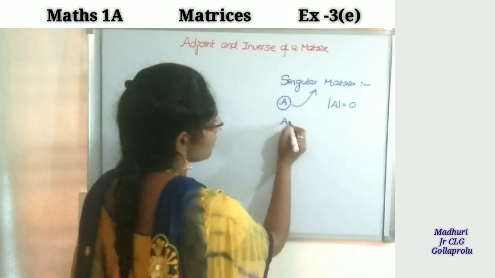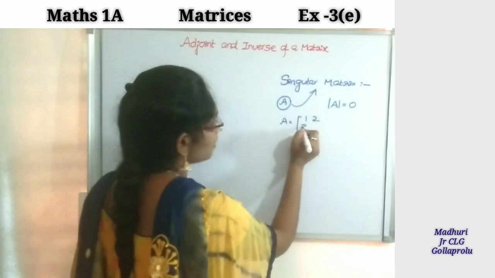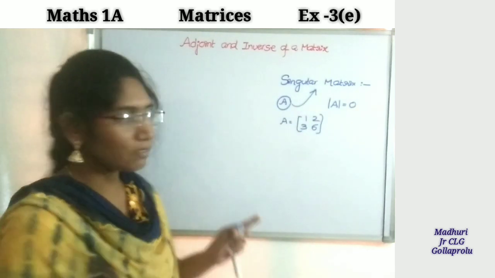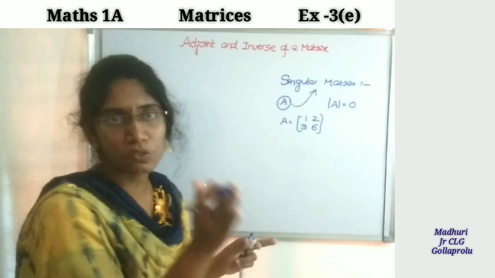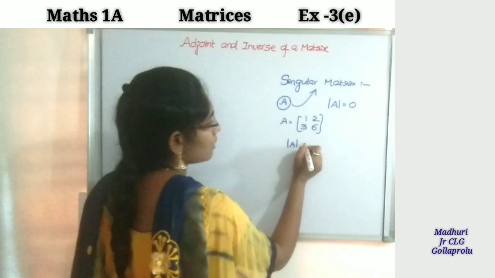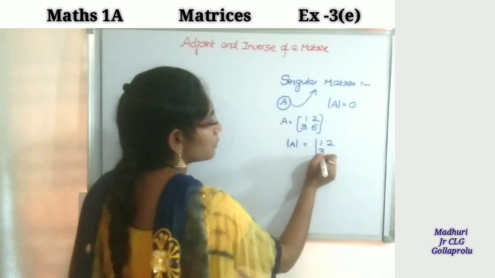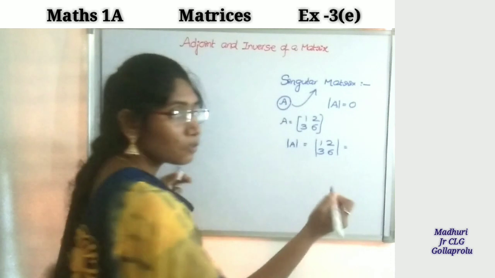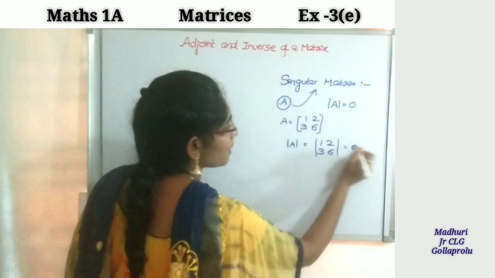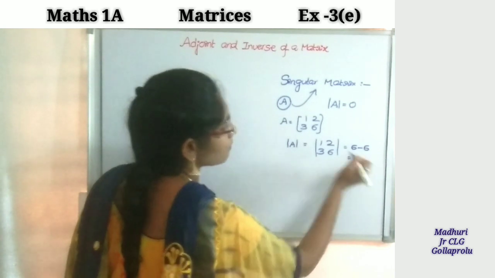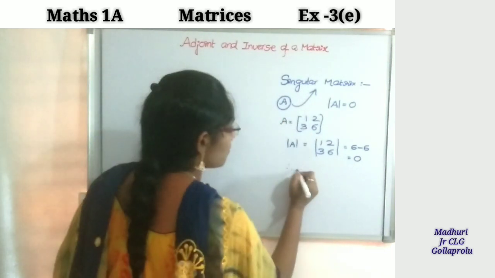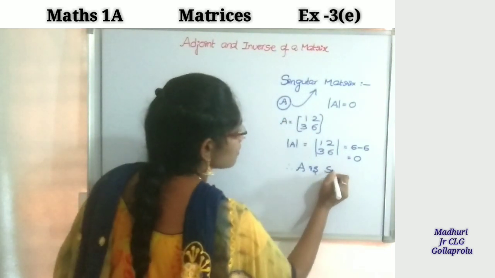Example, suppose A is equal to [1, 2; 3, 6]. This is a given matrix. Now, is it singular or not? We have to check that by finding the determinant value. What is det A? Det of [1, 2; 3, 6]. How to find the det value? AD minus BC. That is 1 into 6, 6, minus 3 into 2, 6, that is equal to 0. So det A is equal to 0 means this is the singular matrix. Therefore, here A is the singular matrix.